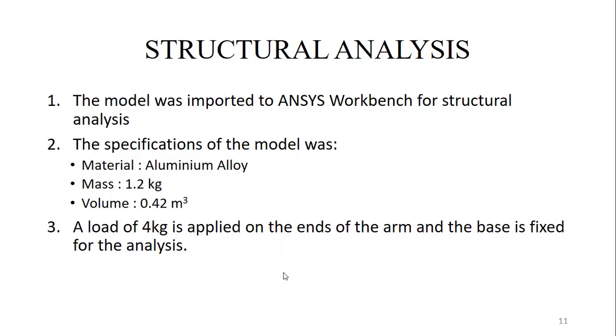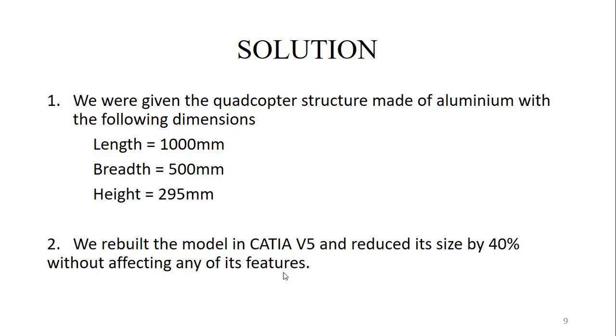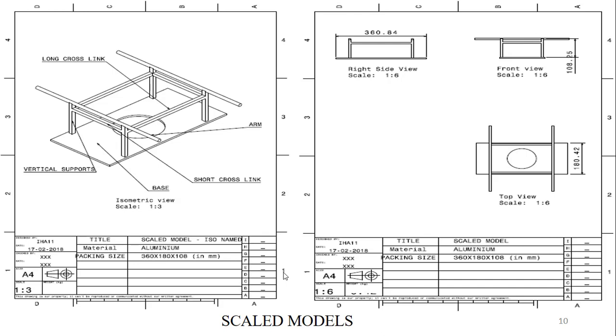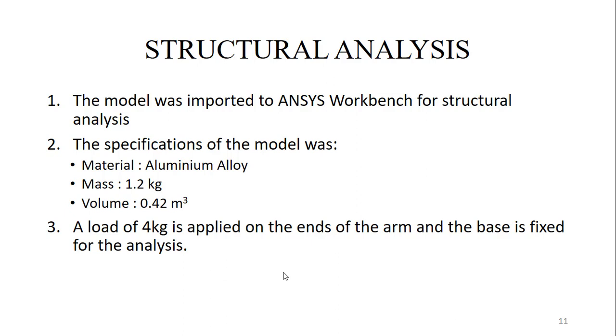This reduces the weight. We analyzed the structure as said before using ANSYS. For the specifications, we used aluminum alloy, which showed a mass of 1.2 kg and a volume of 0.42. There was a load applied of 4 kilograms on the ends of the arm, and the base is fixed for the analysis, that means zero displacement. The arm is this arm that's depicted on the diagram.